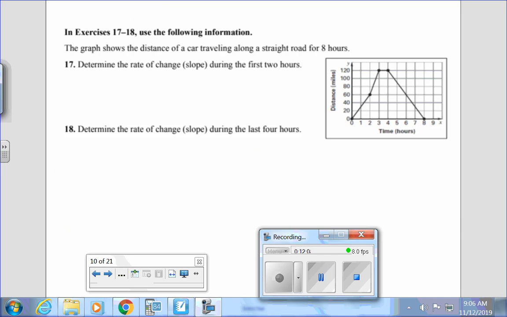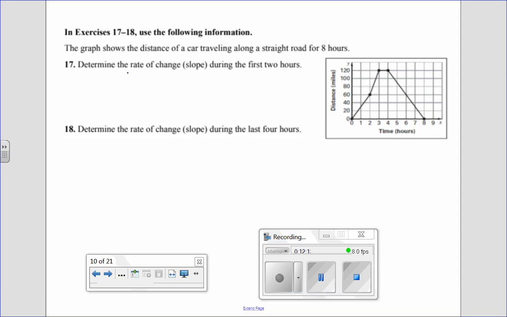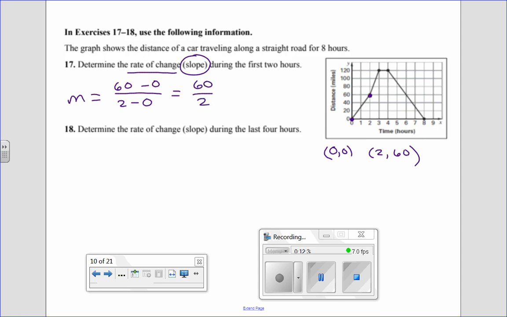Okay, so 17, we're going to determine the rate of change. Now that's a phrase you might not be sure of. The rate of change, they do have in parentheses, slope, during the first 2 hours. So we want to get the slope from right here, which is, I'm going to jot the coordinate down, 0, 0, up to 2 hours. And 2 hours is the coordinate 2, 60. So it's just the slope formula here, okay? So y2 minus y1 over x2 minus x1, what's that end up being? Which is 30. It looks like that's miles per hour. They were driving 30 miles per hour.